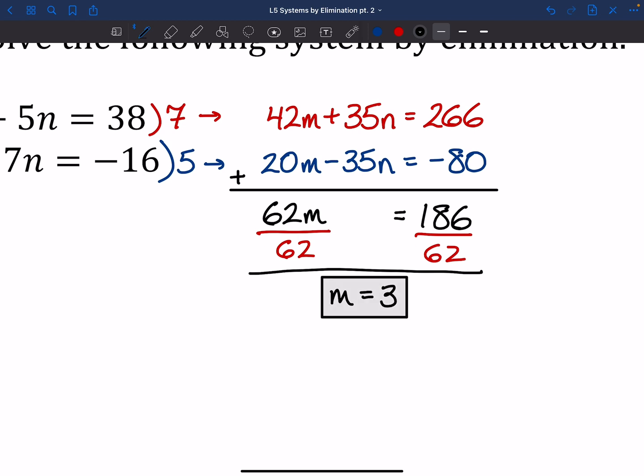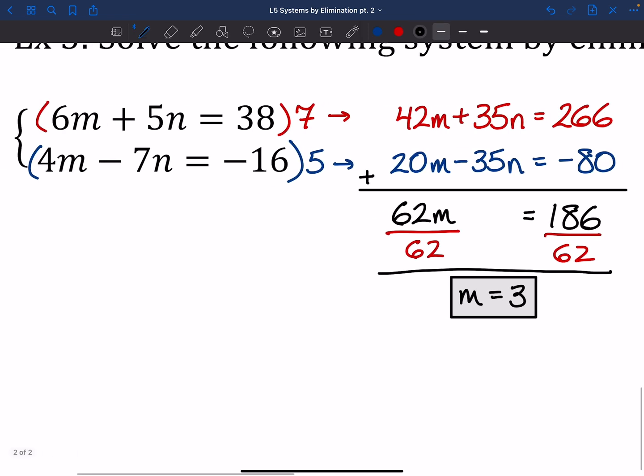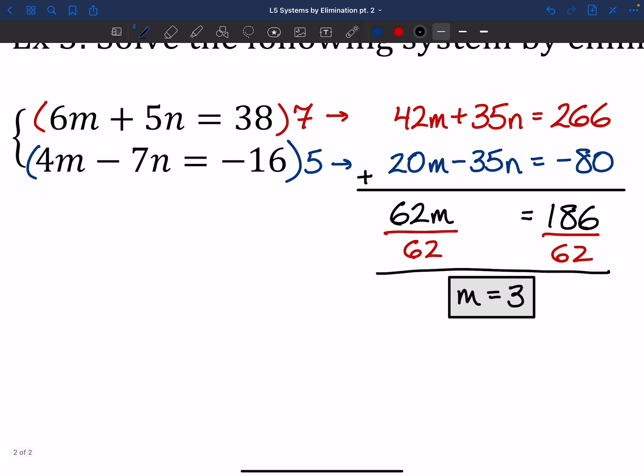Right, so again, yours might look different than mine. We might have chosen to turn different coefficients to be similar and all that. We might have even chosen different numbers to use to get them similar. If you ended up with m equals 3 at this point, or at some point during your problem, then you're probably on the right track.